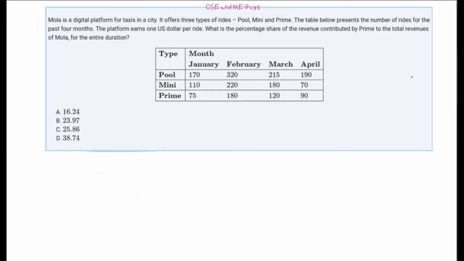Welcome back. We'll just look at a question from data interpretation today. The question says Mola is a digital platform for taxis in a city. So it's basically an Uber. It offers three types of ride: pool, mini, and prime. The table below presents the number of rides for the past 4 months.